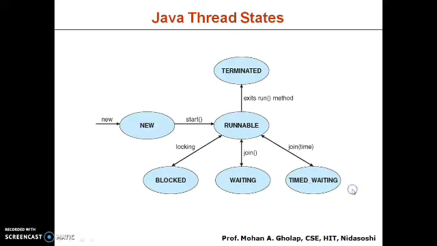So here again we have the Java thread states. Here we have the different states shown along with the different operations or functions which cause the transition from one state to another. You can see the first one is new. After that we have runnable. During runnable, it may move to either blocked, waiting or timed waiting, and at the end, it will move to terminated. So this is about the Java thread states.